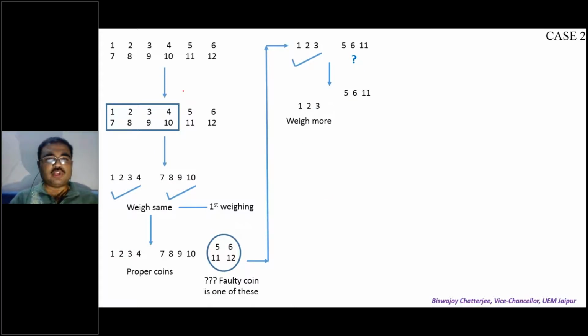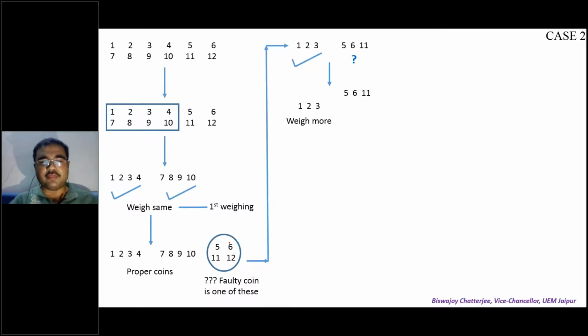See, I revise once more the case. 1, 2, 3, 4, 5, 6, 7, 8, 9, 10, 11, 12, 12 coins. You have chosen 8: 1, 2, 3, 4, 7, 8, 9, 10. Put them on two sides of the weighing machine. Suppose they weigh the same. That was your first weighing. So 1, 2, 3, 4, 7, 8, 9, 10 are proper coins. 5, 6, 11, 12, one out of them is a faulty coin.